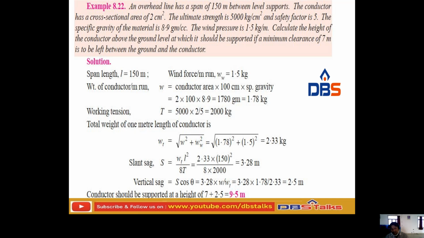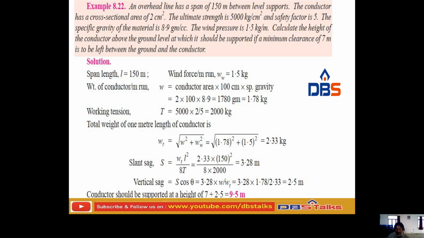Vertical sag is equal to S cos theta, 3.28. Ww by W is the tan theta. For cos theta, it is W by W total, right? Adjacent by hypotenuse. So that's why you are getting directly 3.28 into 1.78 by 2.33, that is equal to 2.5 meters is the vertical sag.